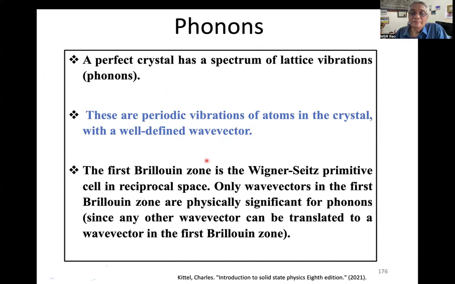The first Brillouin zone is the Wigner-Seitz primitive cell in reciprocal space. Only wave vectors in the first Brillouin zone are physically significant for phonons, right? And the first Brillouin zone is called the Wigner-Seitz primitive cell. This is because any other wave vector can be translated to a wave vector from the first Brillouin zone, that is, the Wigner-Seitz cell can be used for translation.